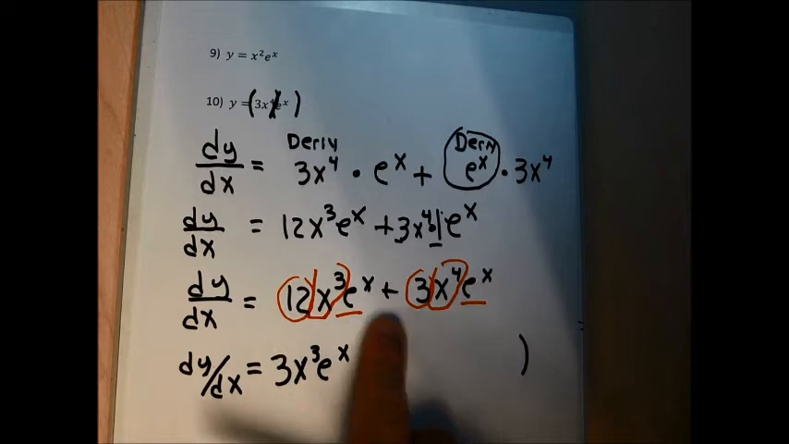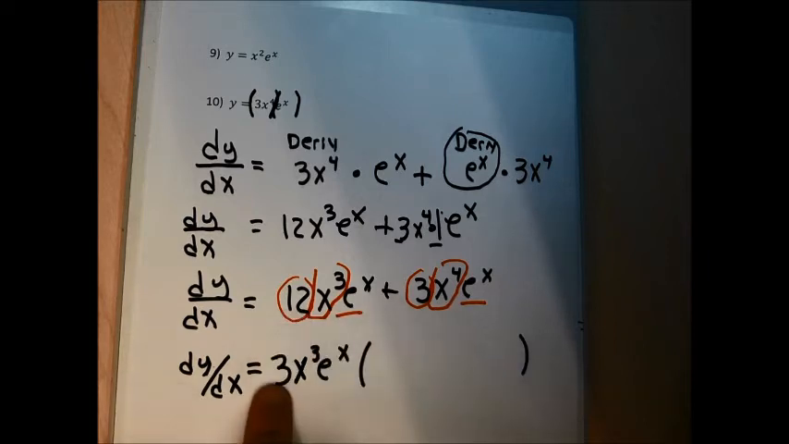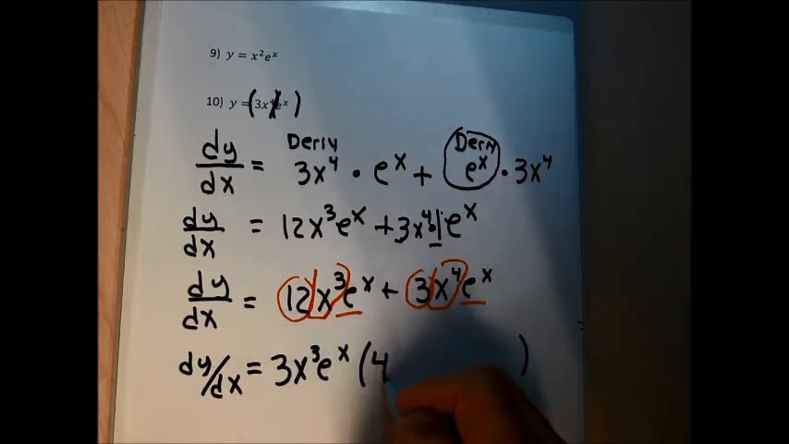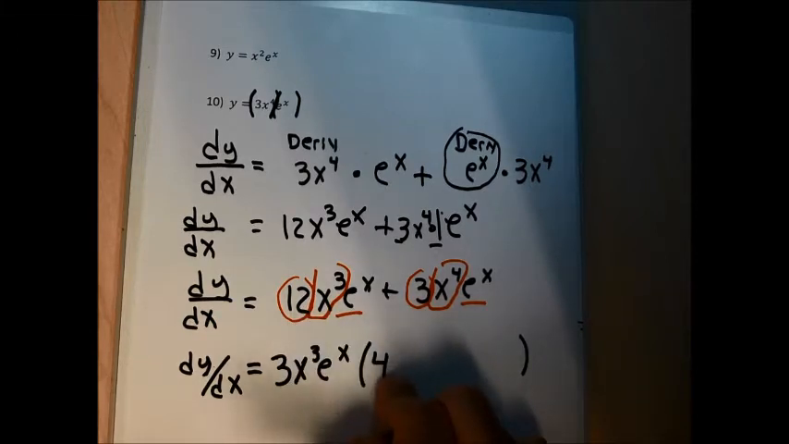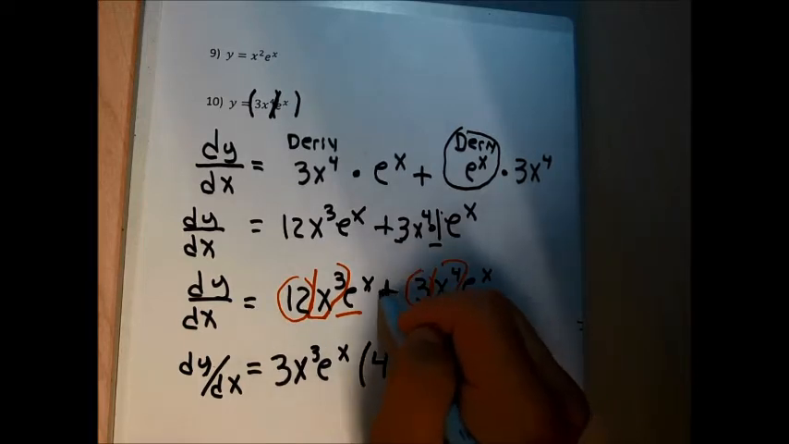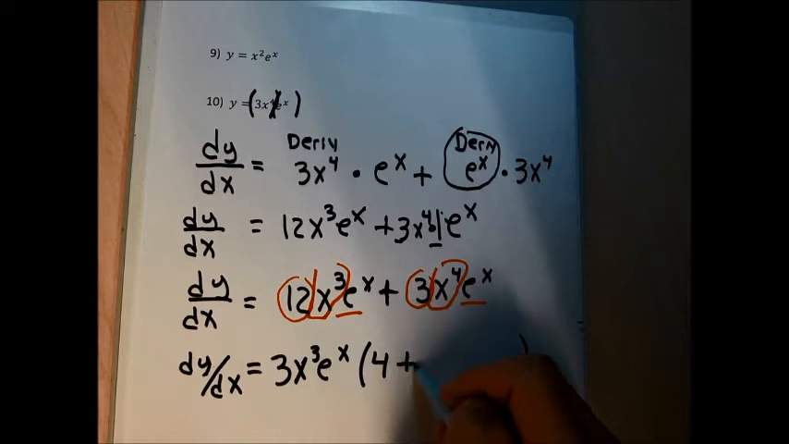So for the first term, I divide the 12 by this 3 that I factored out, and I'm left with a 4. I took all of the x cubed out, so there's nothing left from the x cubed, and I took all of the e to the x out. There's nothing left from the e to the x. So what's left before this plus sign is just the number 4.